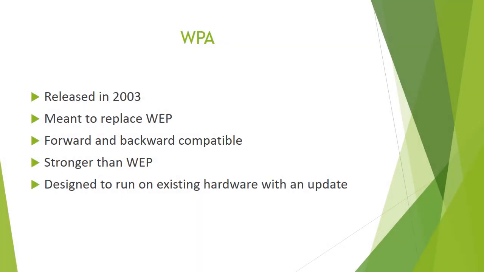Businesses could not wait for a new security method to come out. In 2003, WPA was released as a temporary means to provide stronger security than WEP. WPA is meant to be forwards and backwards compatible and provide stronger encryption than WEP. It could easily run on existing hardware with just a firmware update, allowing ease of use.